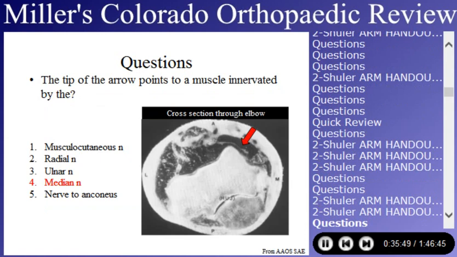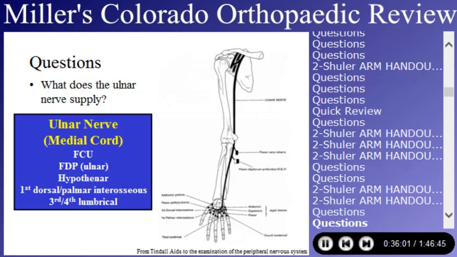Another one of their favorites. The tip of the arrow points to the muscle innervated by the nerve; the question then is what muscle is that? Elbow, okay, the medial side is localized there. So let's go back. Right here, pronator teres. Sorry, that didn't come up right on this slide. What nerve is it? It's the median nerve.